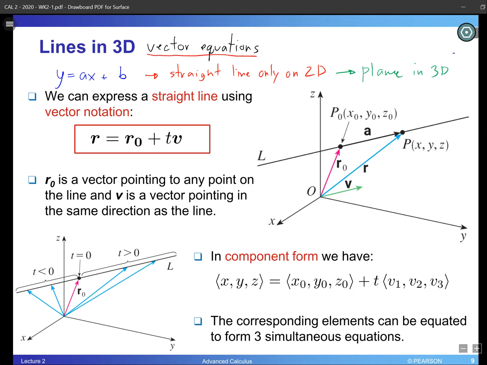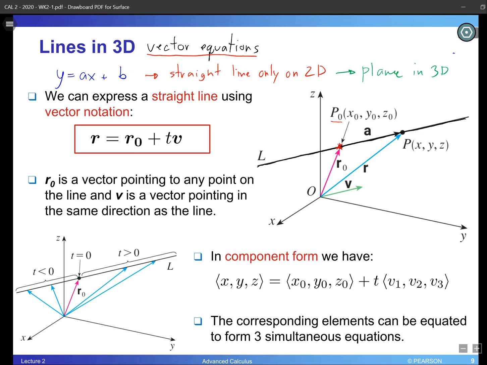So let's take a look at how it's done. We have this figure on the right hand side. I know it's kind of messy already, but please try to follow the steps along with me. We want this black straight line L, and we are going to find a way to represent it in three-dimensional space. The first thing we are going to do is to put a point in the space right on the line. Let's call this point P0.